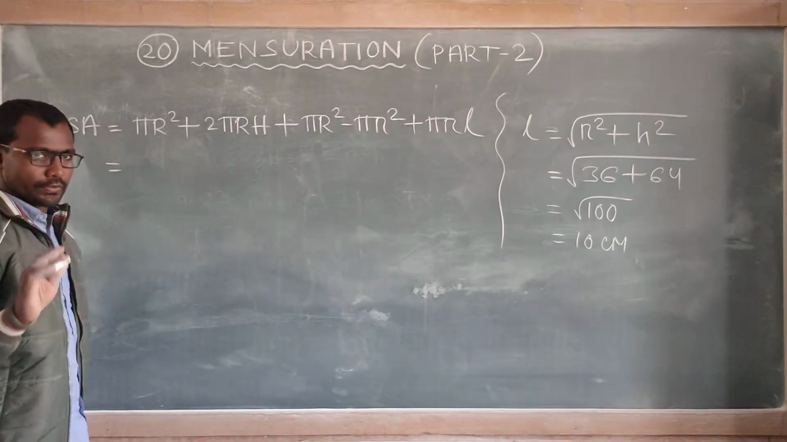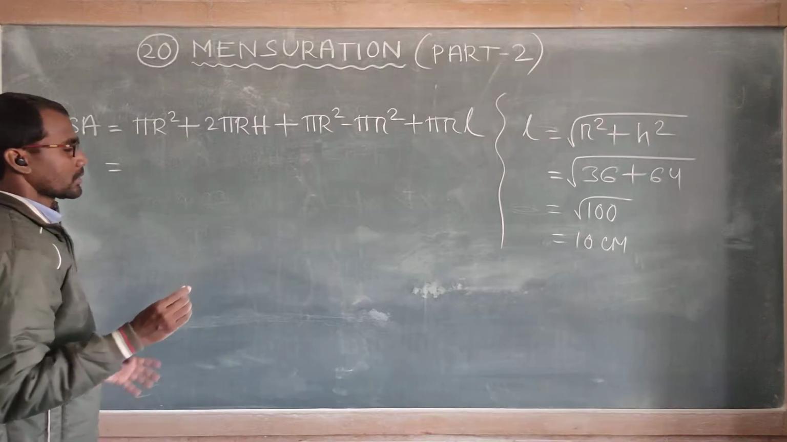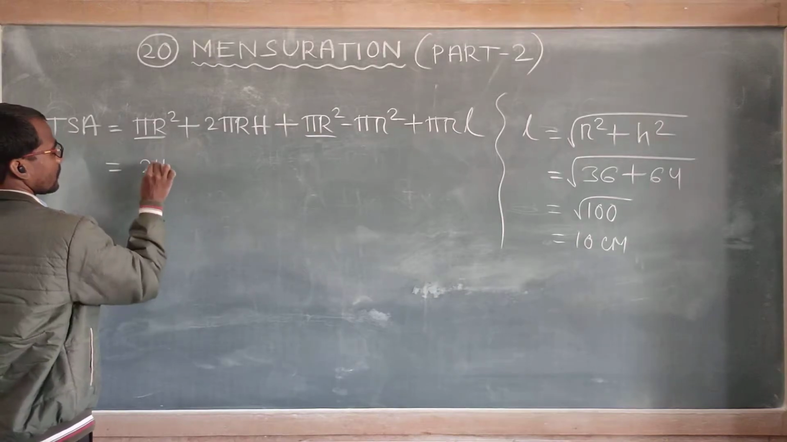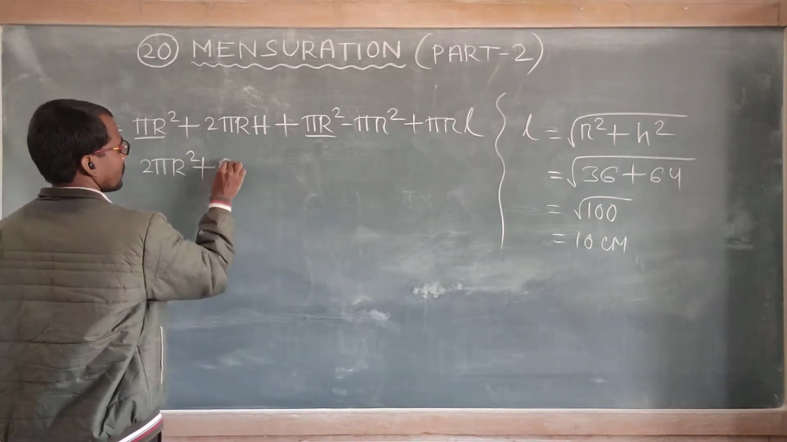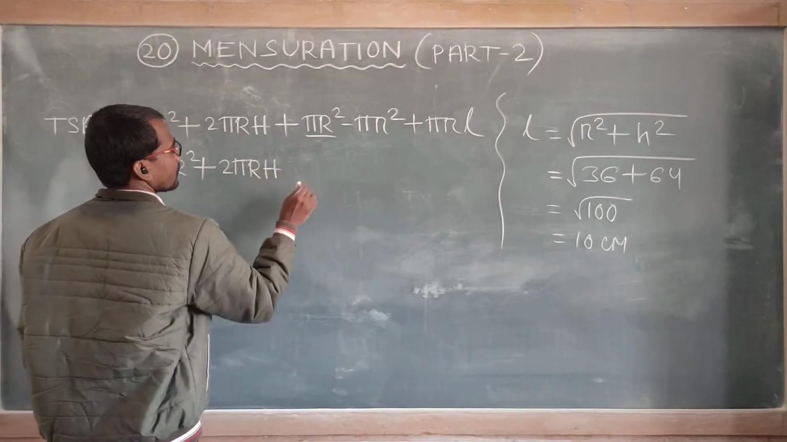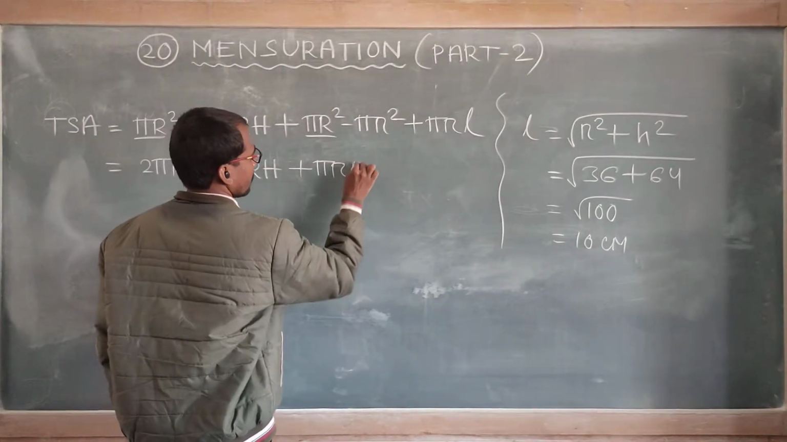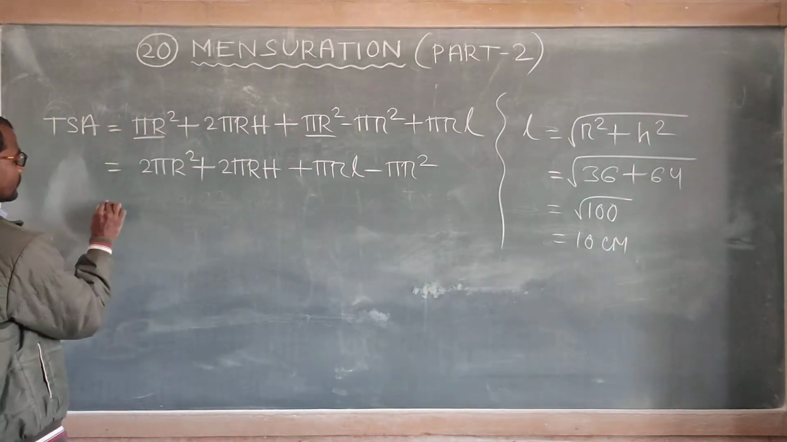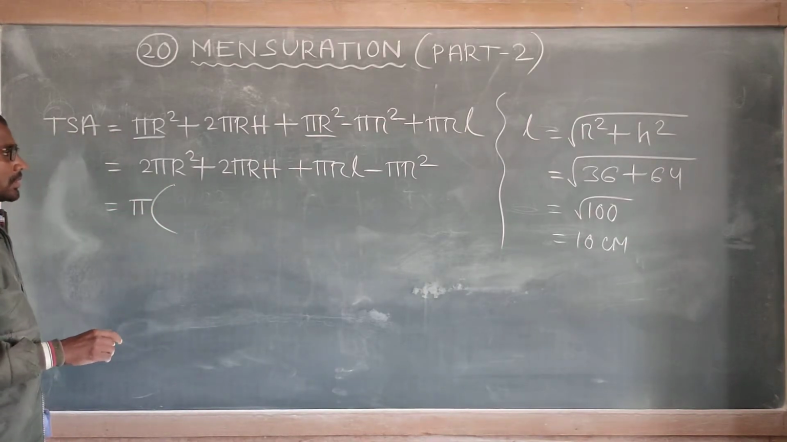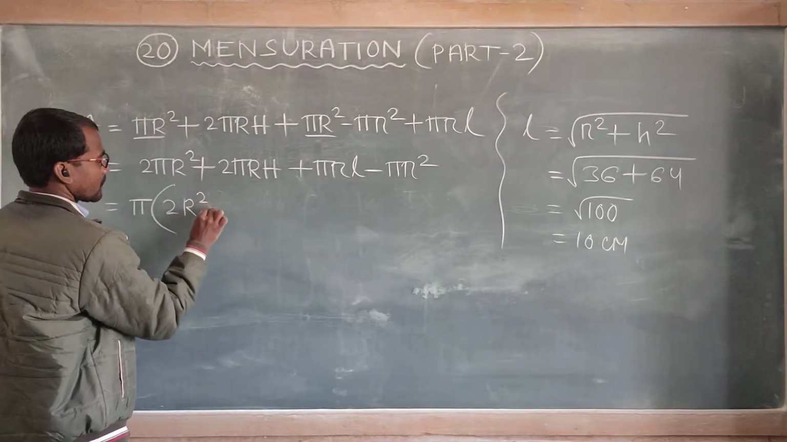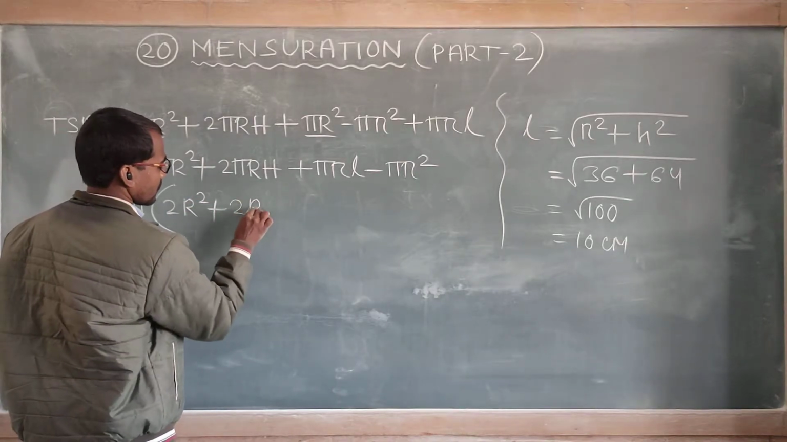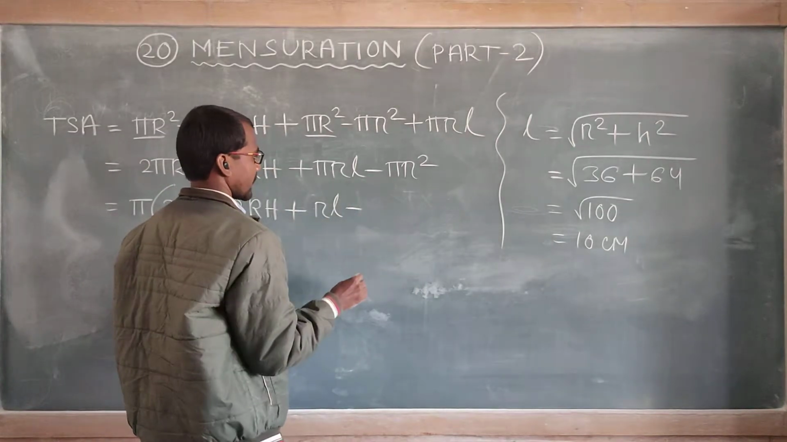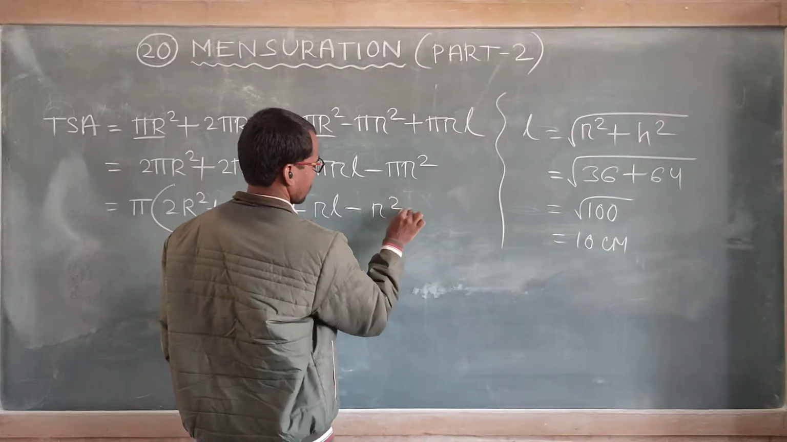Now directly do not put values, have patience and try to shorten the formula. Pi R square plus pi R square is 2 pi R square, plus 2 pi R h, plus pi r l minus pi r square. So pi common, remaining is 2 R square plus 2 R h plus, pi common, means r l minus r square.